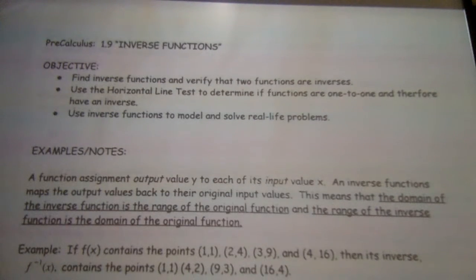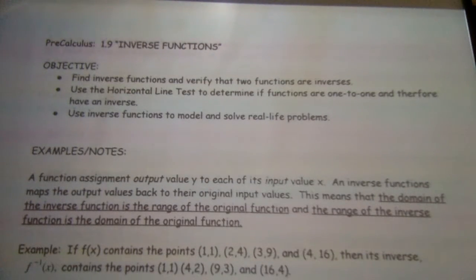A function assigns an output value y to each of its input values x. An inverse function maps the output value back to the original input. This means the domain of the inverse function is the range of the original function, and the range of the inverse function is the domain of the original function. If you remember from Algebra 2, to find an inverse, all you did was flip the x and the y.